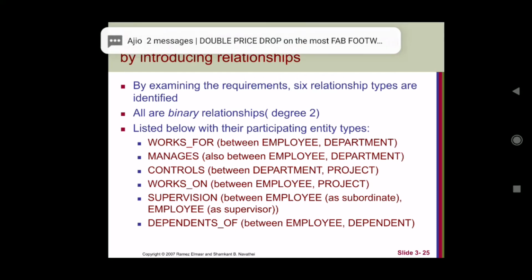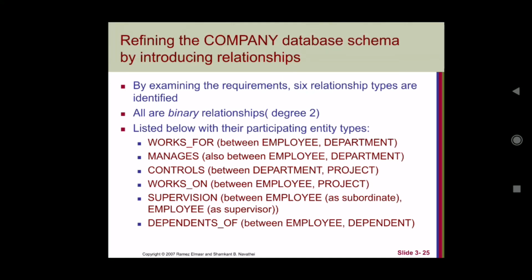employee table again. But we call it a recursive relationship, right? Here we are going to consider the employee and employee table again, which we'll be seeing in the subsequent class. What do you mean by recursive relationship? Apart from that, we have dependents of, again between employee and dependent. Okay, thank you.